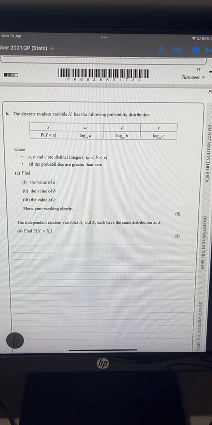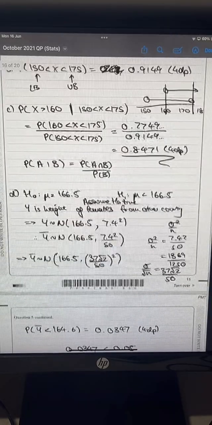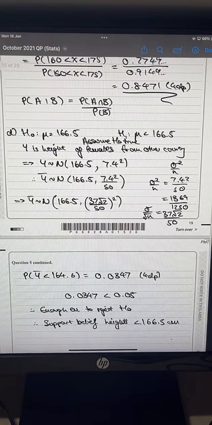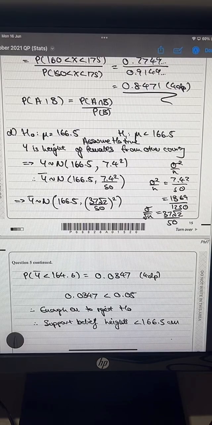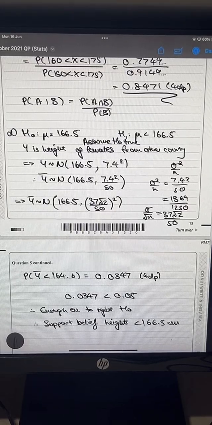Awesome, I'm glad it helps. How is 7.4 squared 1869? Going up here, sorry. I'm not doing 7.4 squared. I'm doing 7.4 squared divided by 50 to get 1369 over 1250. And then I'm square rooting that to get sigma over square root of n and putting that in for that. All right. Yeah, we are all nerds.